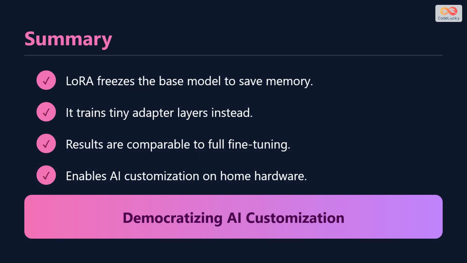To summarize, LoRA revolutionizes AI training by freezing the heavy base model and training lightweight adapters. It offers performance comparable to full fine-tuning, but with a fraction of the cost and storage. This technology is truly democratizing access to custom AI, allowing anyone with a decent GPU to build their own specialized models.